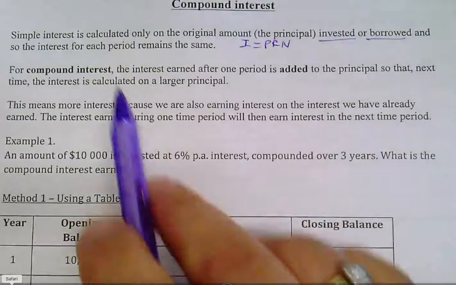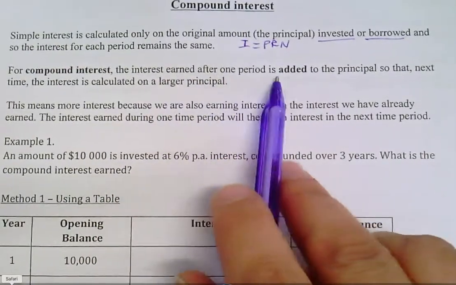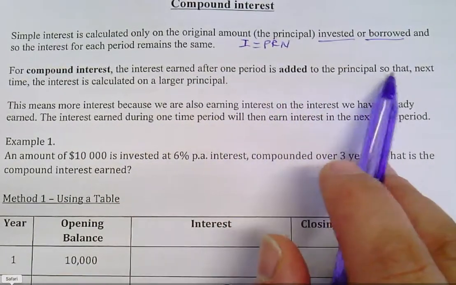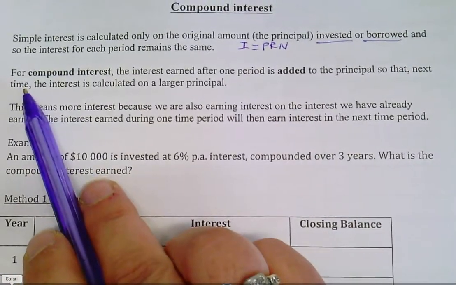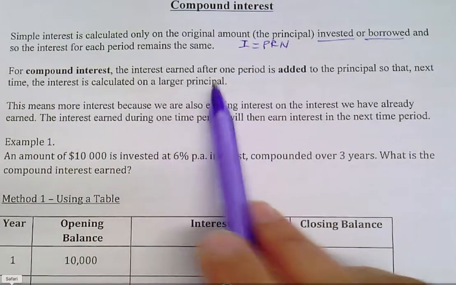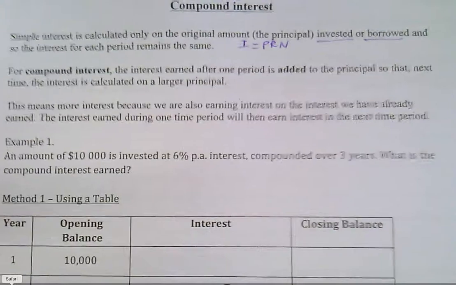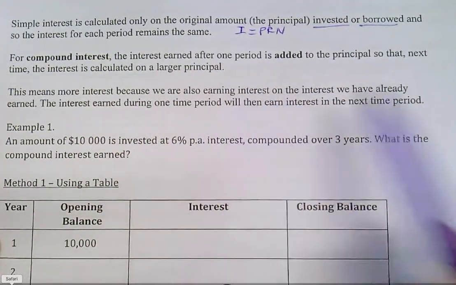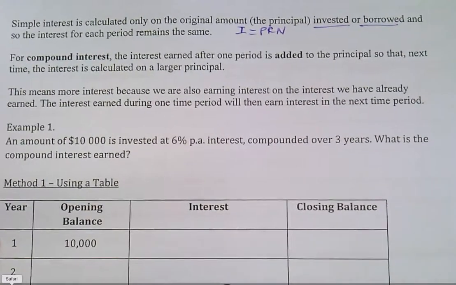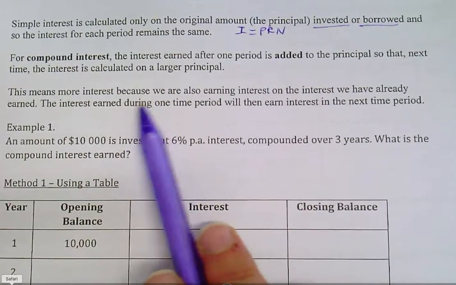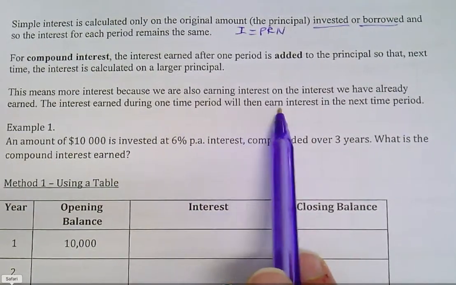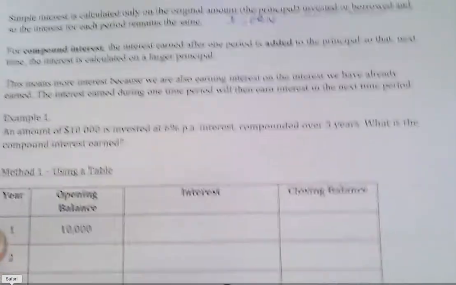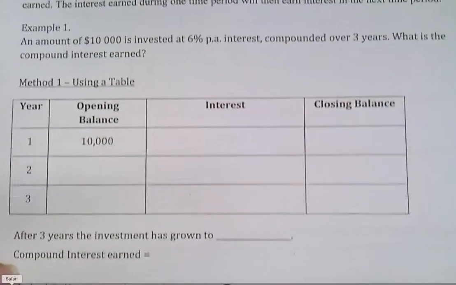For compound interest, the interest earned after one period is added to the principal so that the next time you earn interest, it's calculated on a larger principal. This means that you will get more interest because you're earning interest on the interest that you've already earned. So the interest earned during one time period will then earn interest in the next time period. Let's just see how this works.